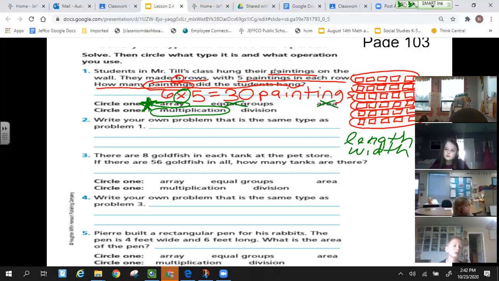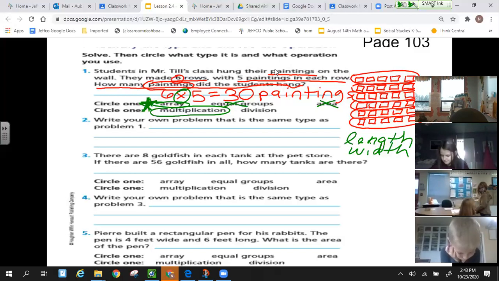Oh, the squares on a calendar are in an array. Yes. You could line up posters just like they did with the artwork. Yep, our posters, we could display them in columns and rows. One more, go ahead.